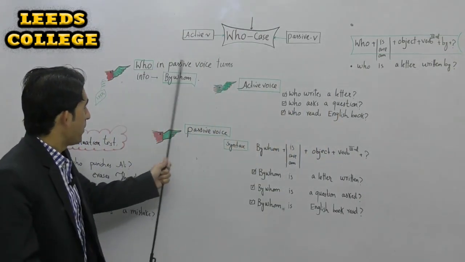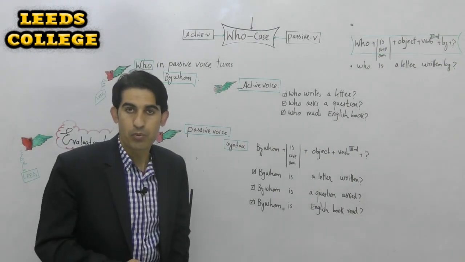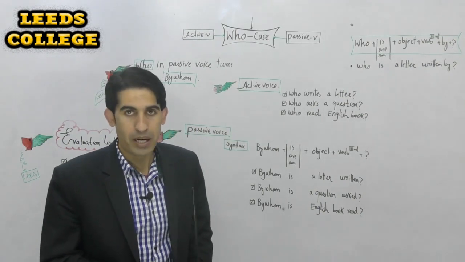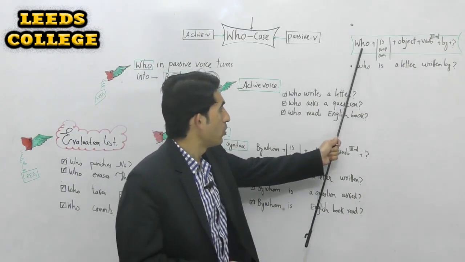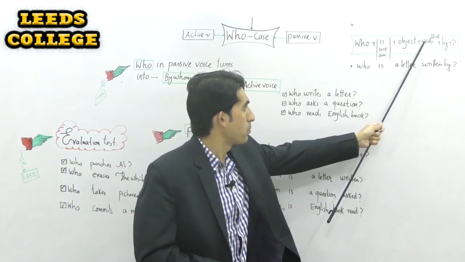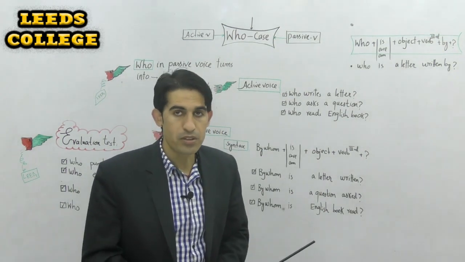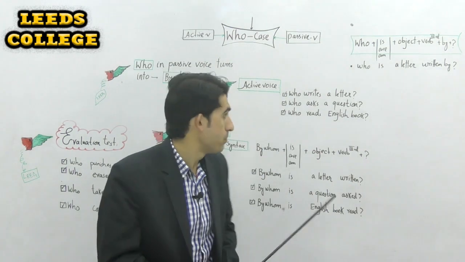Okay, who in passive voice turns into by whom. Remember, we have two possible formulas. Sometimes we use the formula by whom, and sometimes we use the second formula: who, auxiliary verbs, object, participle verbs, and the sentence ends in by. But let's first discuss the active voice cases and then the passive voice.